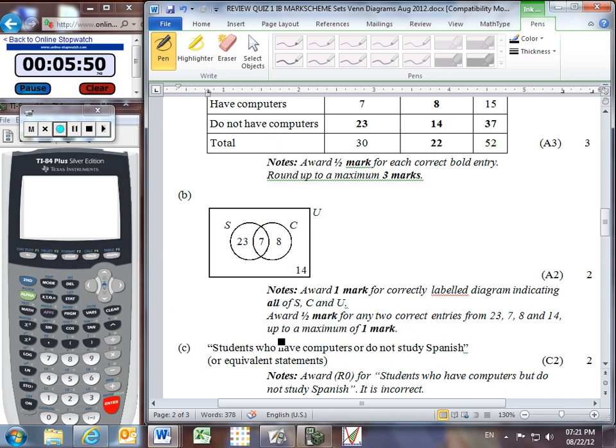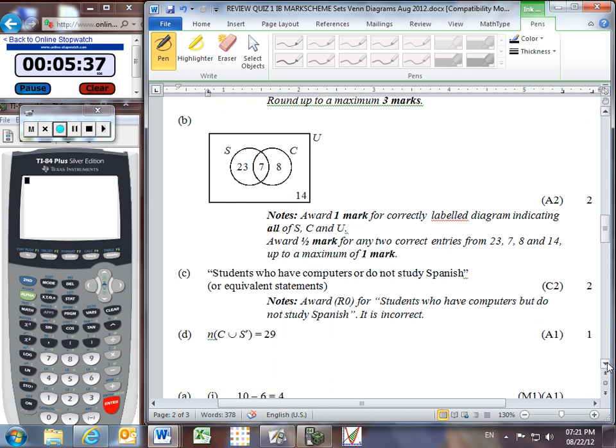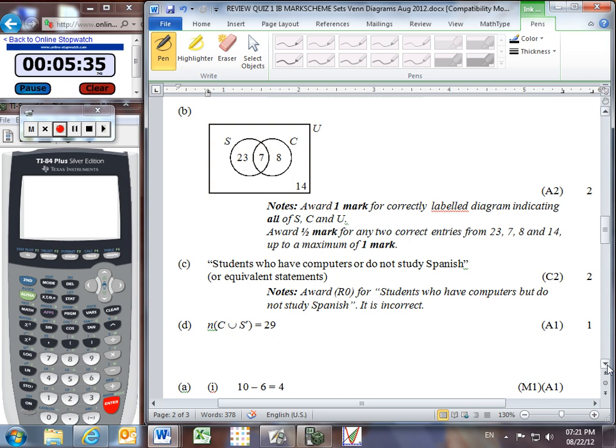Yeah, I'm really surprised to see a half mark there without an instruction as to how you round, because IB normally does not deal with half marks, and I would not deal with half marks. I'll make sure it's very clear in my mark scheme whether I will be rounding up or rounding down if half marks were available. Alright, Part C, students who have computers or do not study Spanish. That's exactly what I wrote.